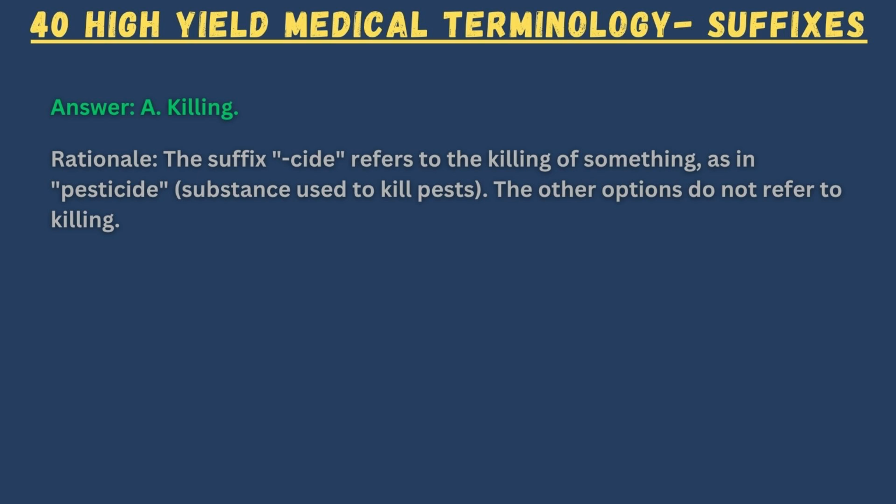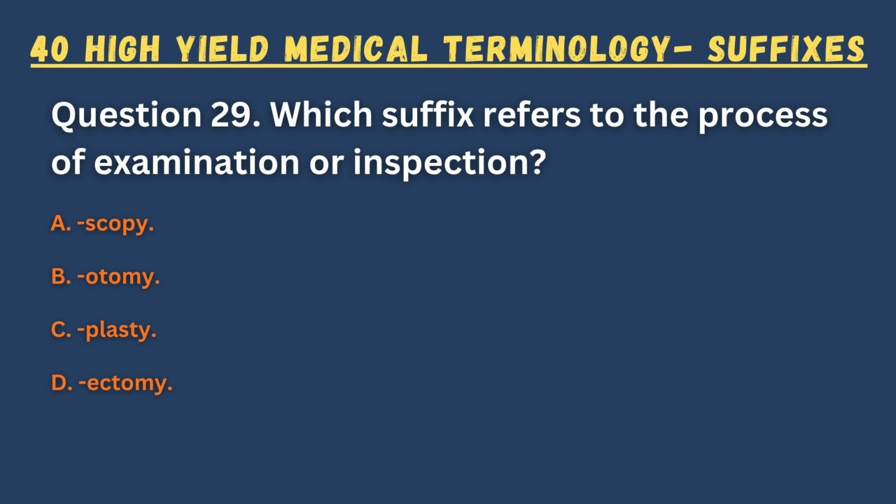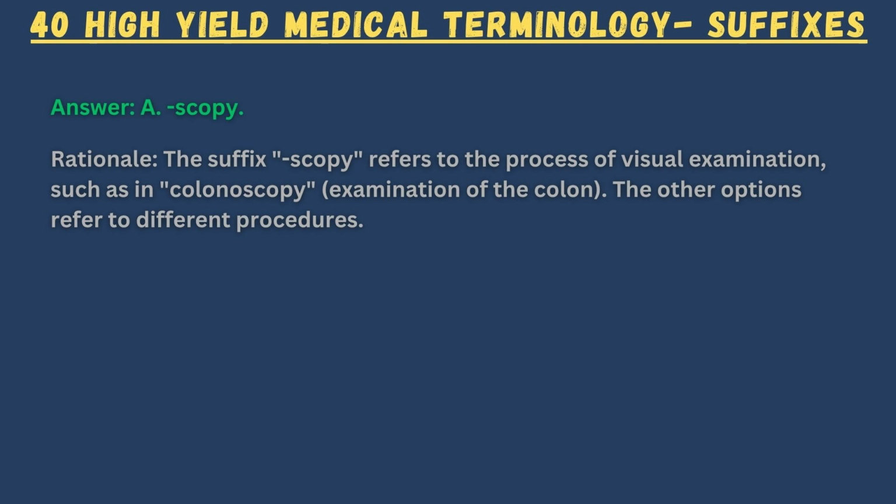Rationale: the suffix side refers to the killing of something, as in pesticide, a substance used to kill pests. The other options do not refer to killing. Question 29. Which suffix refers to the process of examination or inspection? A. Scopy. B. Otomy. C. Plasty. D. Ectomy. Answer: A. Scopy. Rationale: the suffix scopy refers to the process of visual examination, such as in colonoscopy, examination of the colon. The other options refer to different procedures.